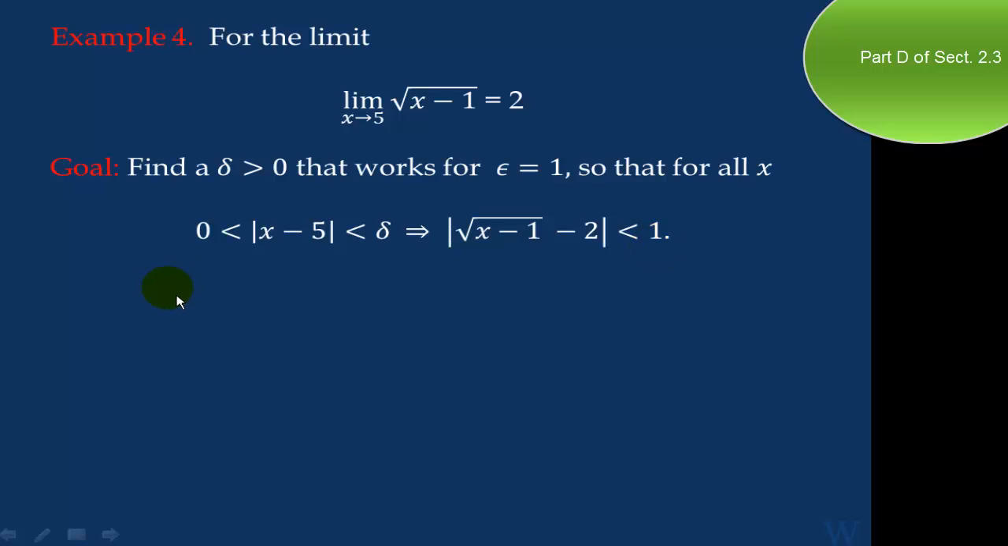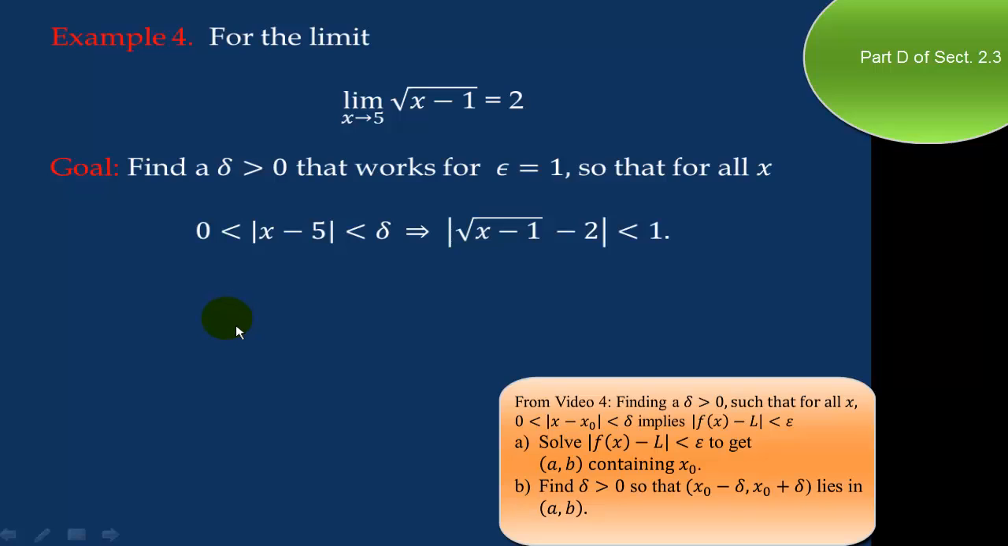Let's go back to the first step. The first step says that we are to work on this inequality and find an interval (a, b) that contains 5. So let's work this inequality out. Remember, follow the steps in the previous slide. The first is to solve this inequality and then find an open interval that contains 5. So let's try doing that.